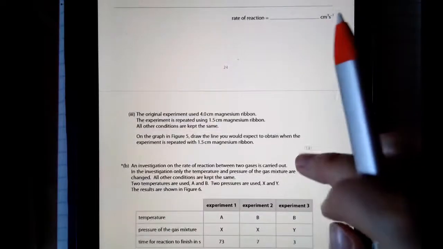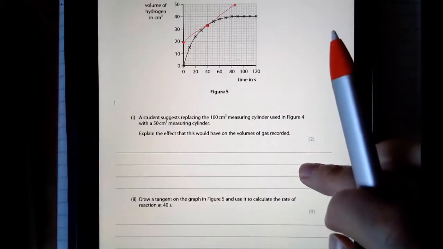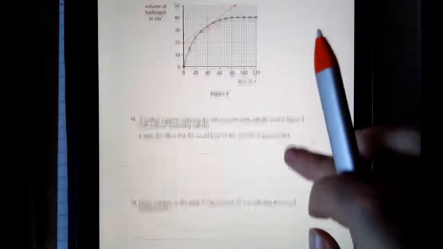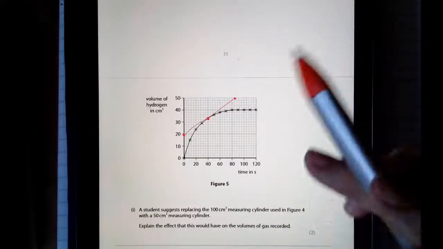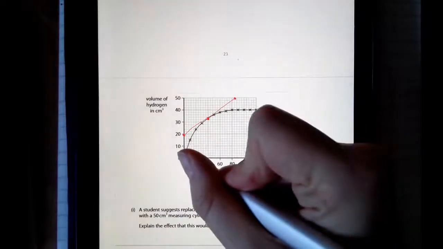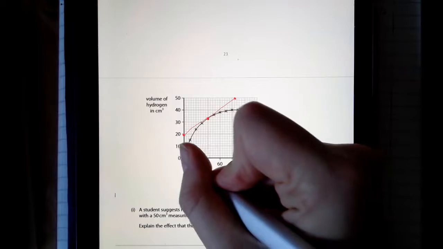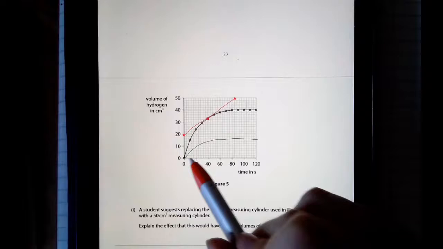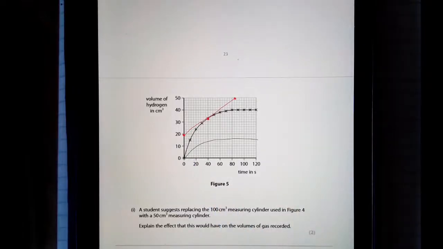If 4 centimeters of magnesium ribbon is producing 40 centimeters cubed of hydrogen, then 1.5 centimeters of magnesium ribbon should be producing 15 centimeters cubed of hydrogen. So when I'm drawing this, I need to draw it less steep to show it's slower, and I need to draw it leveling off at 15. So it's less steep to show it's slower, and it's leveling off at 15. I'm making less product because I'm starting with less reactants.